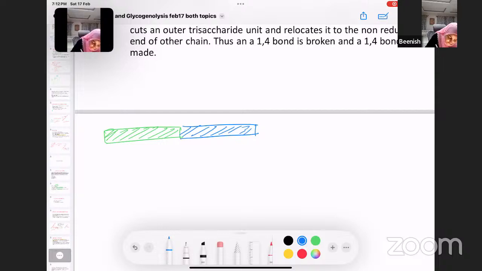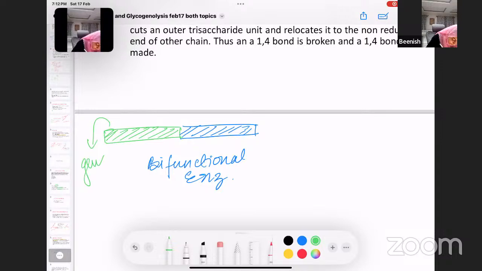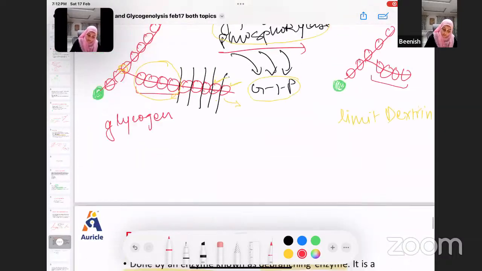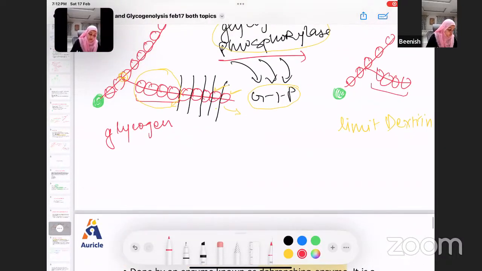This is your bifunctional enzyme. It has two enzyme activities: alpha 1,4 glucan transferase, and the other one is amylo alpha 1,6 glucosidase activity. Now what happens is, you had your limit dextrin here, so this will work on this limit dextrin.